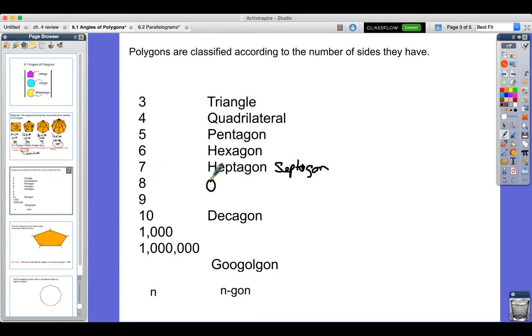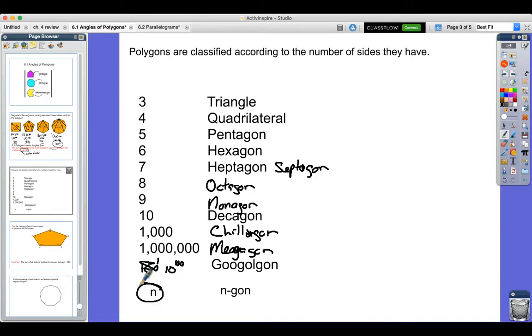Again, an 8-sided figure is an octagon. A 9-sided figure, my favorite one, is a nonagon. 10 is a decagon. Anybody remember what a 1,000-sided figure is? A kilogon. A million-sided figure is a megagon. 10 to the 100th power, so a 1 with 100 zeros, is a googolgon.